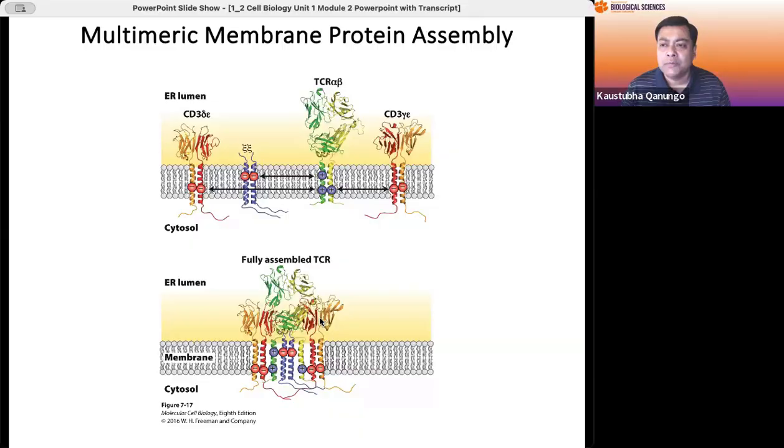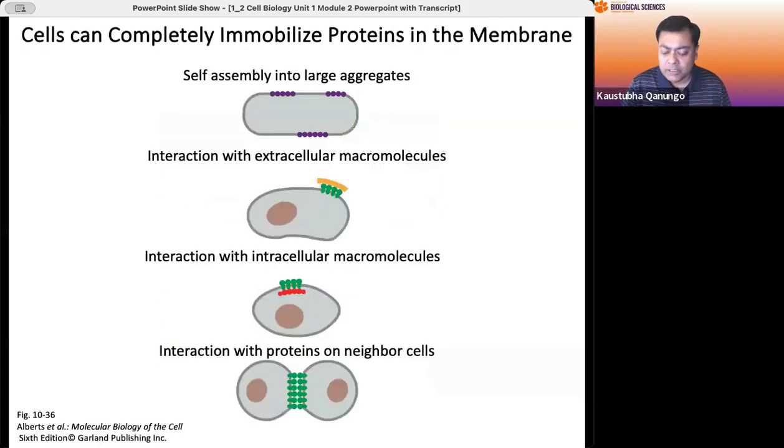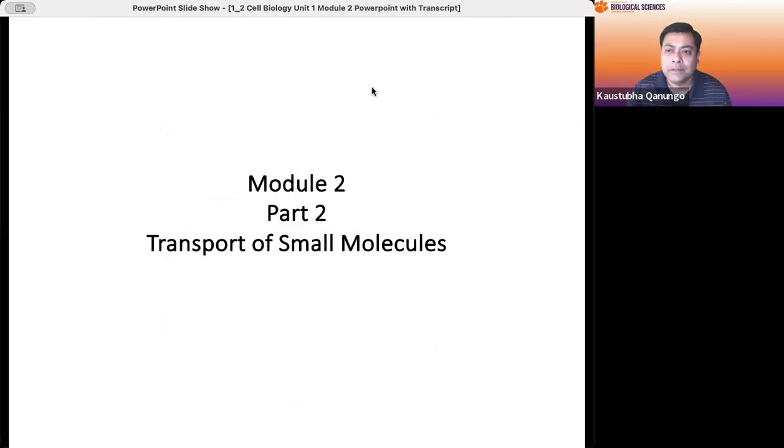So these are some of the unique things about how protein dynamics actually work. That also tells how dynamic the proteins are in their movement in the plasma membrane. No specific question. This is just an overview of that.